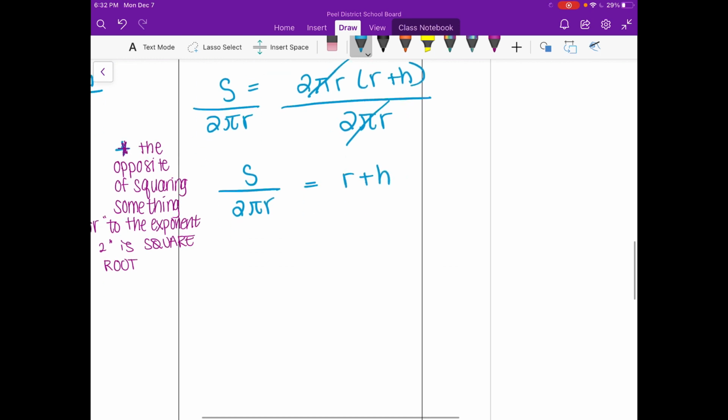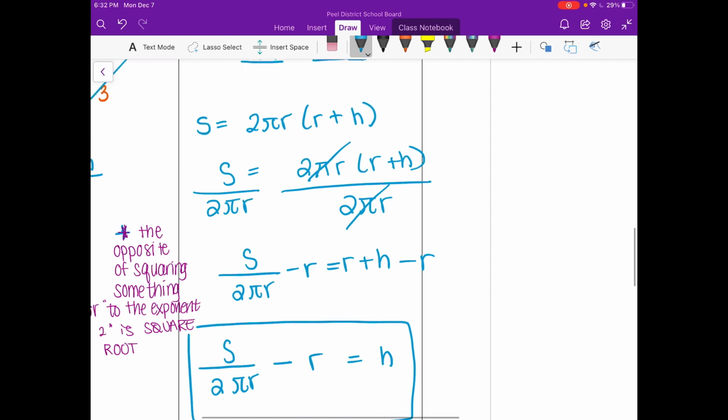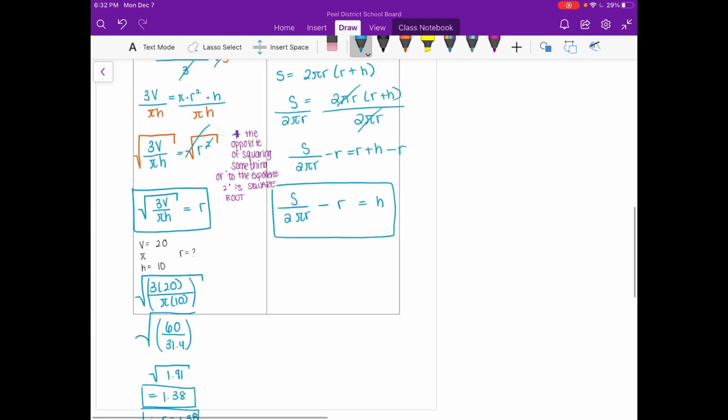And I want to get that h by itself, so I'm going to get rid of the r. Whatever I do to one side, I have to do to the other. So I'm left with S over 2 pi r minus r is equal to h. And that r needs to be on its own, not like in the numerator. Okay, and that's your answer. So these were the more challenging questions. Okay, and that is the answer to that.